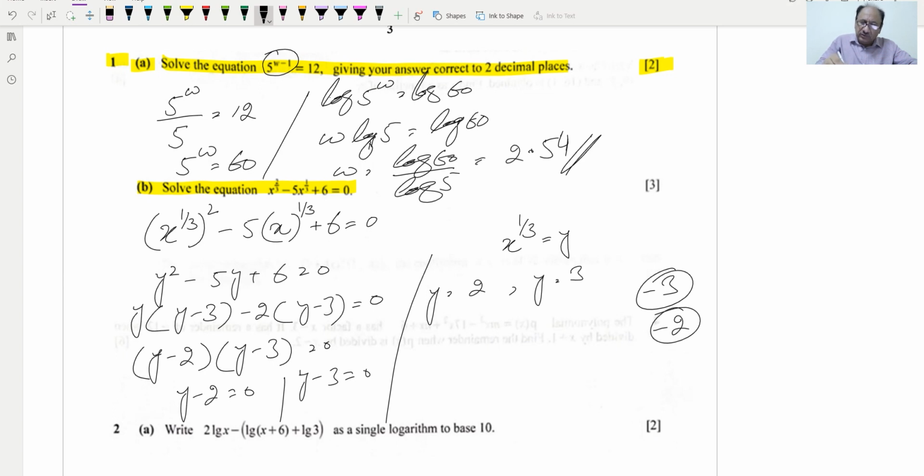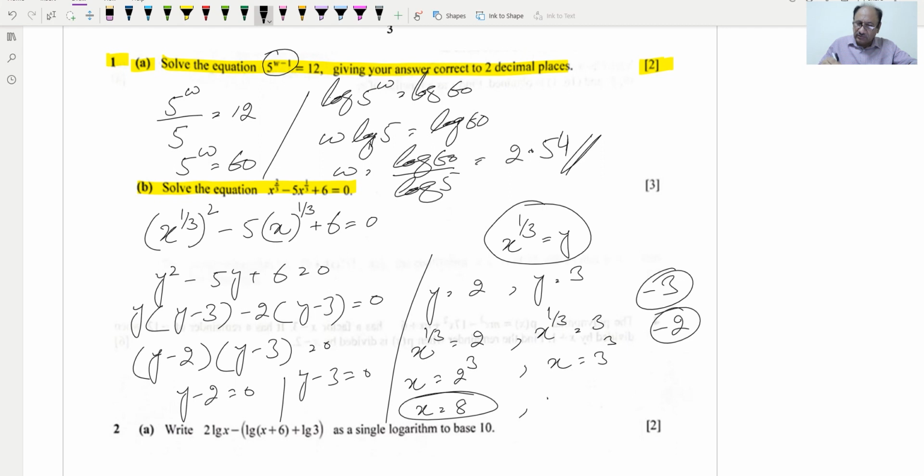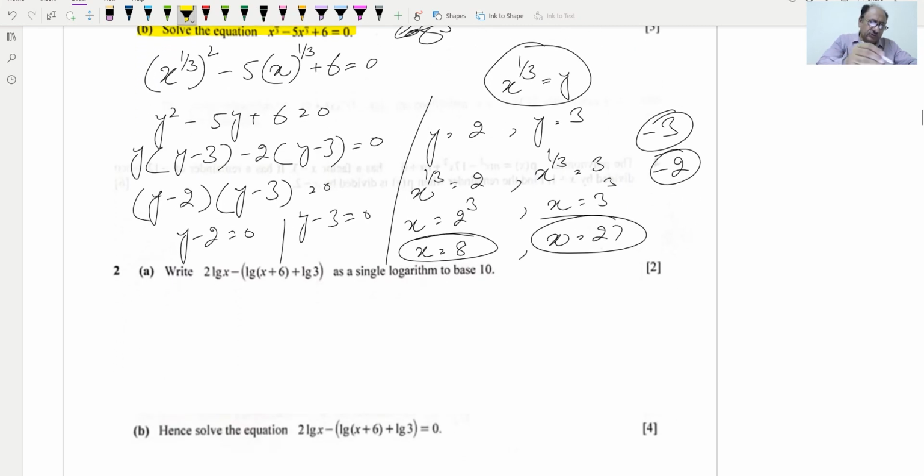Now y is x^(1/3), so we can write x^(1/3) is equal to 2 or x^(1/3) is equal to 3. So x is equal to 2 cubed and x is equal to 3 cubed. 2 cubed is 8, so x is equal to 8. This will be our one answer, and the second answer will be x is equal to 27. These will be the answers. Now next, question number 2.